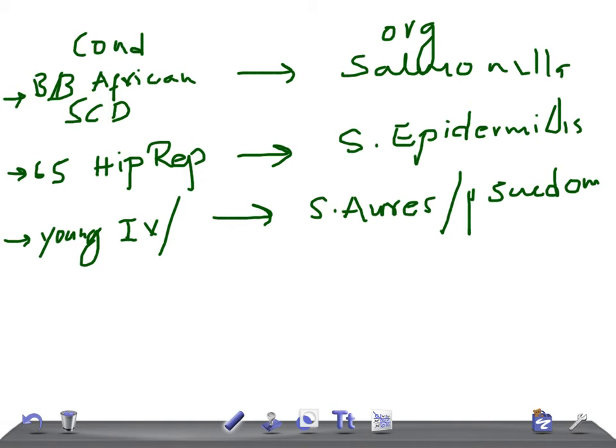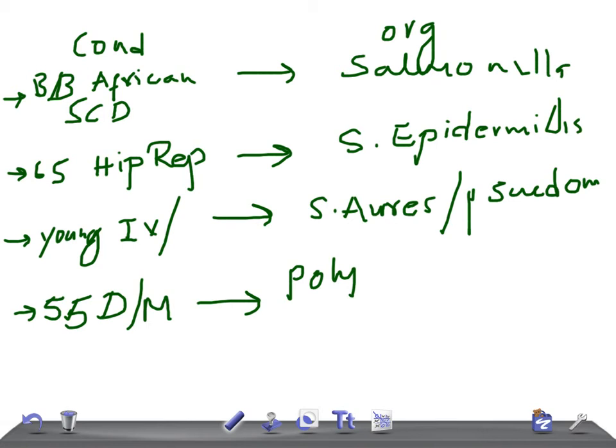Now let's talk about a 55-year-old diabetic, and what would be the organisms? This can be polymicrobial. Remember, polymicrobial is very important. The organisms that can be included are Pseudomonas, Staphylococcus aureus, Streptococci, and anaerobes.